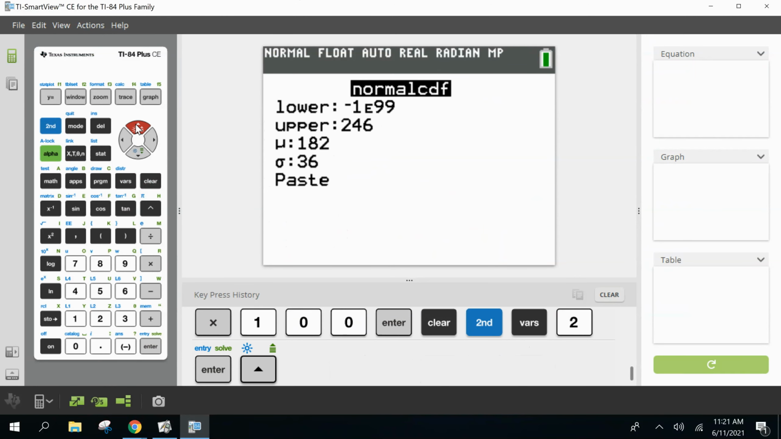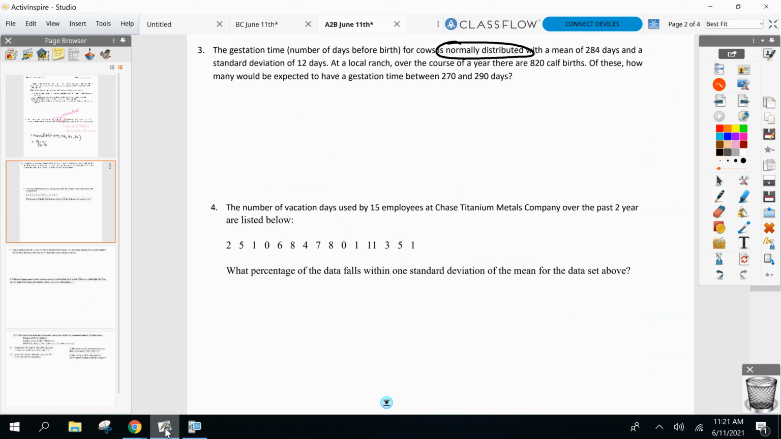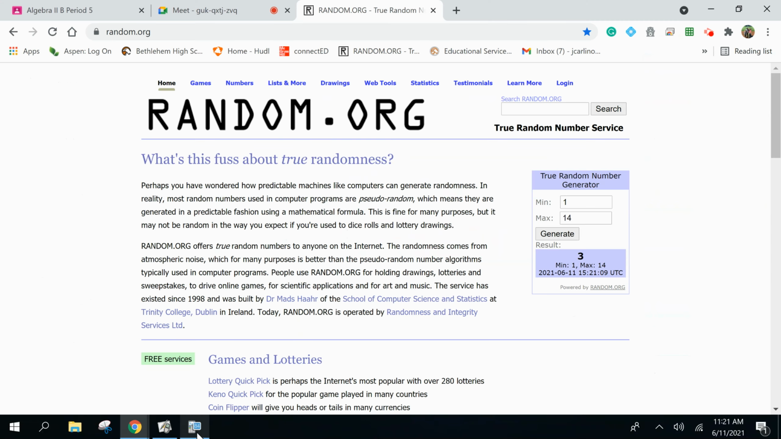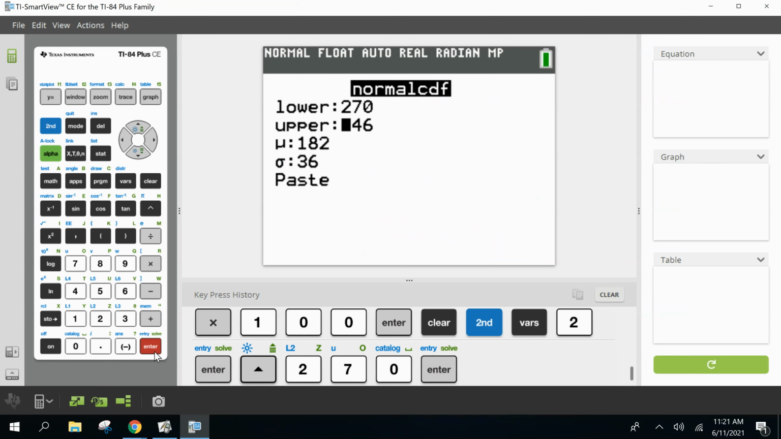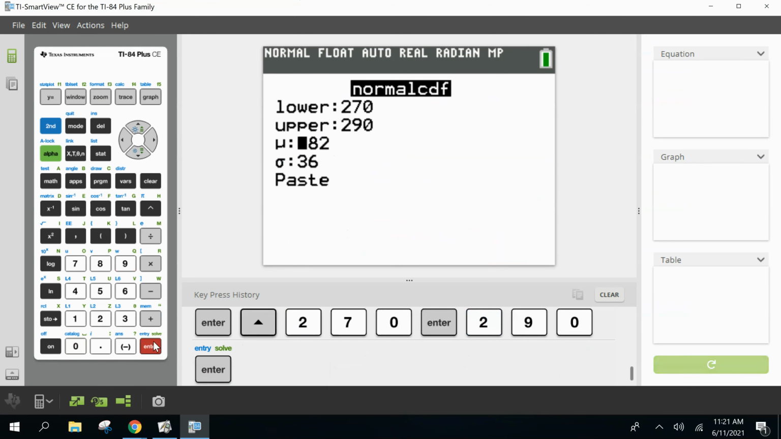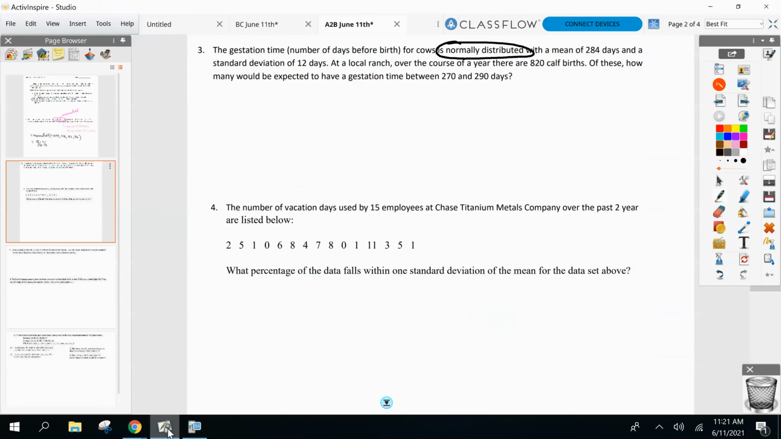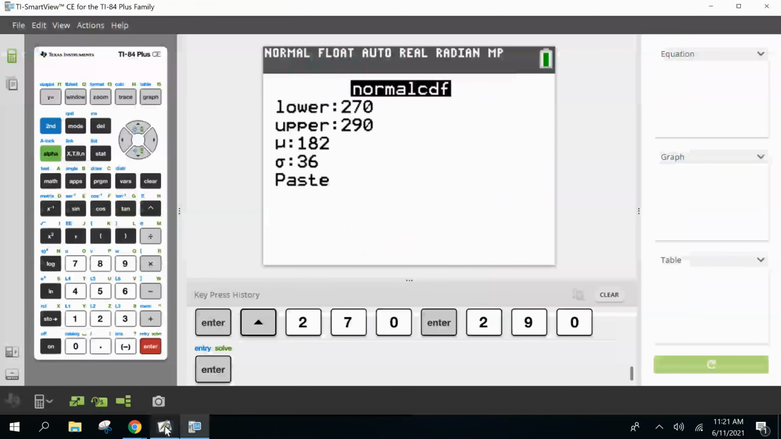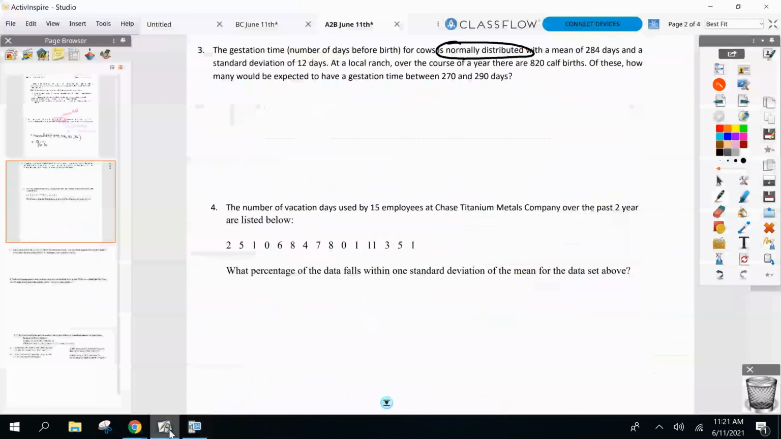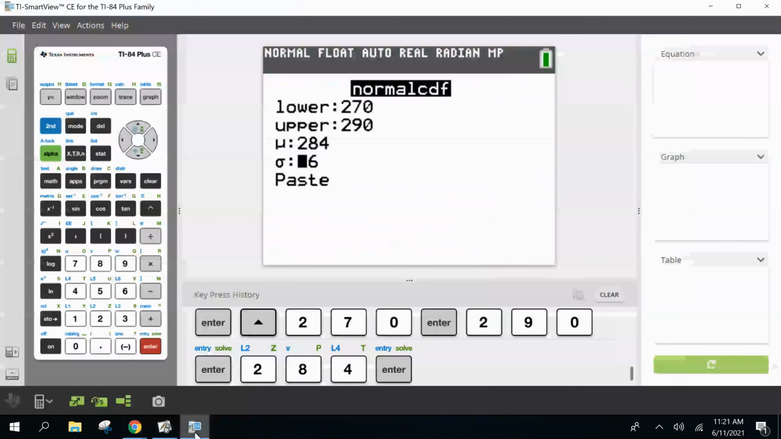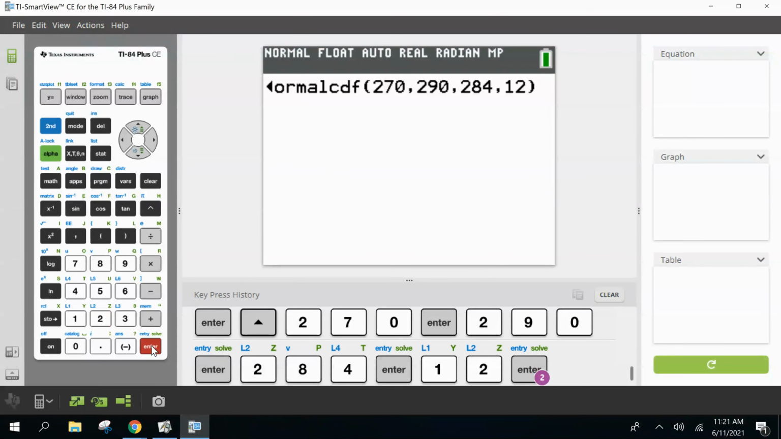What's my lower for my range? 270. How about the upper? 290. Mean? 284. And standard deviation? 12. Okay, we'll paste that in. Write it down.